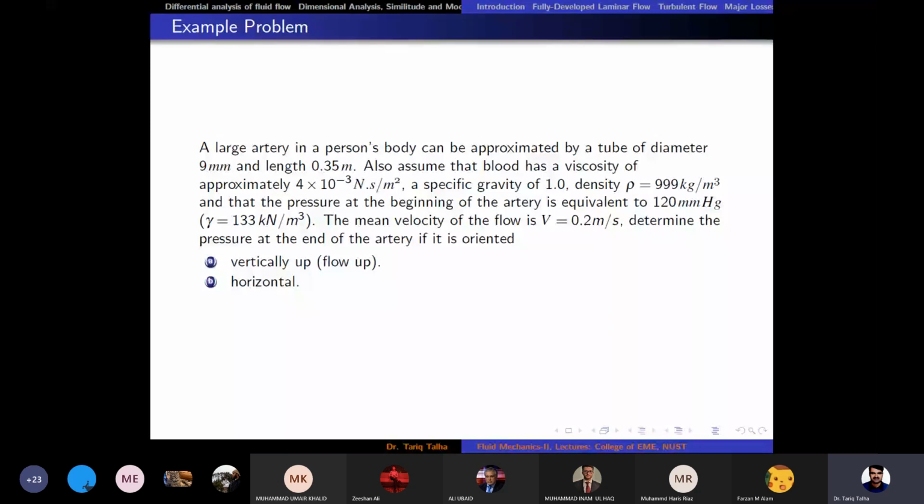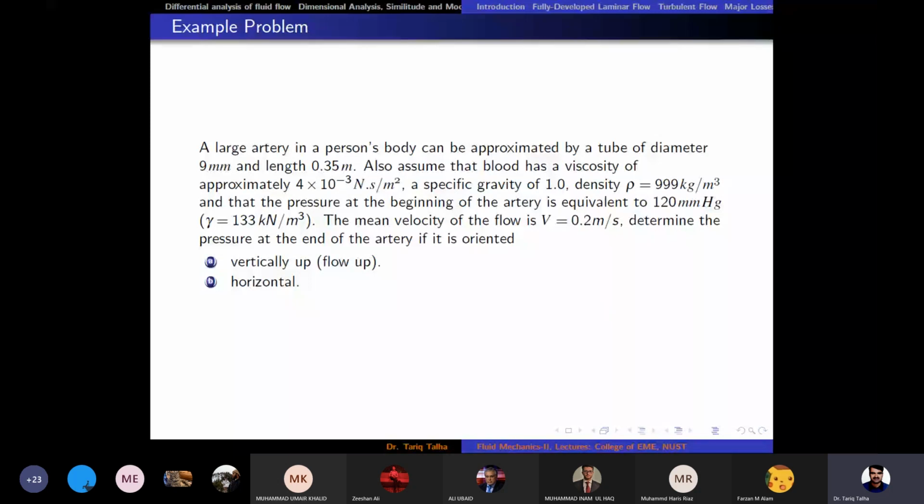The pressure at the beginning of the artery is 120 mm of Hg, and the gamma value for mercury we know is 133 kilonewton per meter cube. So this is the specific weight, which is gamma. Gamma, we all know, is the product of density and gravitational constant, rho g. The mean velocity of the blood flow through that artery is 0.2 meters per second.